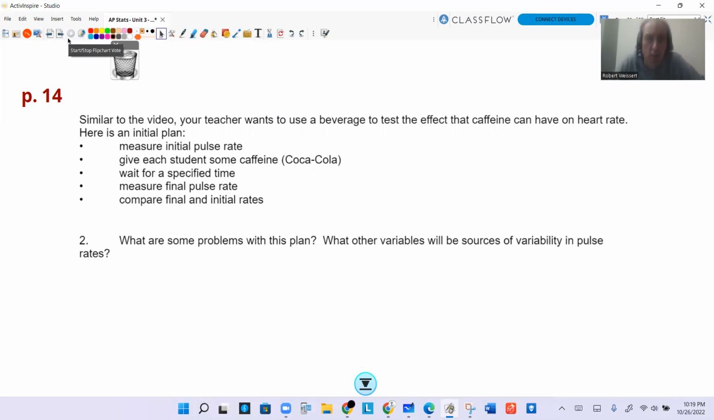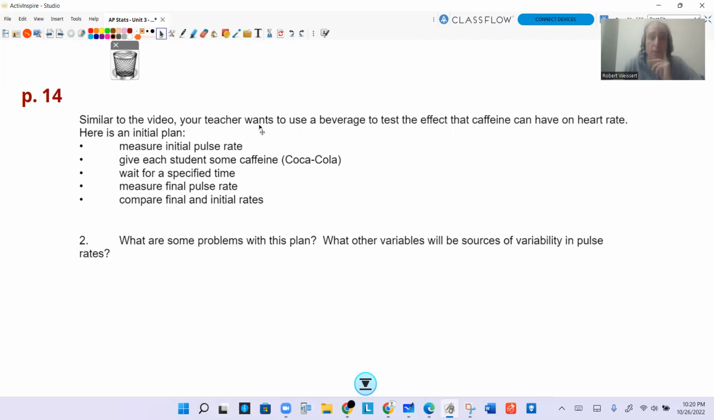Similar to the video, the teacher wants to use a beverage to test the effect that caffeine can have on heart rate. So here's the initial plan. We're going to measure initial pulse rate, give each student some caffeine, Coca-Cola, wait for a specified time, measure final pulse rate, and compare final and initial rates. What are some problems with the plan? What other variables are sources of variability in pulse rates?